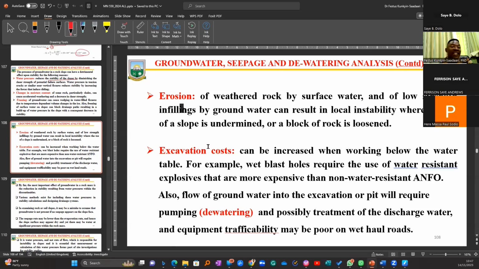Then erosion can set in once your water is not just damp but flowing. Erosion can easily occur. Then it can increase your excavation cost, because when working below the water table, for example, wet blast holes require the use of water resistant explosives that are more expensive than non-water resistant ones. And also the flow of groundwater into the excavation or the pits sometimes requires dewatering, which is all at a cost to management.